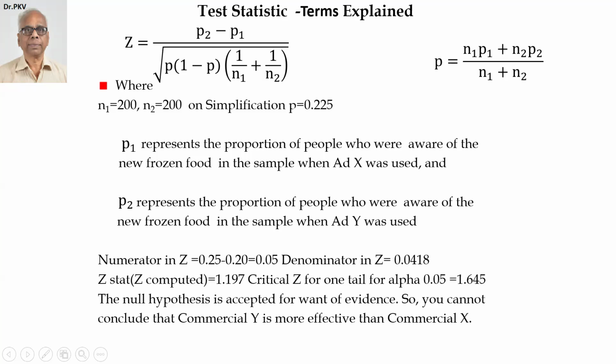So you cannot jump the gun and conclude that commercial Y is more effective than commercial X. You need to do some more test runs and perhaps improve your acceptance rate of the ad to more than 0.25, which means at the current level of alpha 0.05, we have no evidence to reject the null hypothesis. In other words, it is accepted. Both the ads are as effective as each other for want of evidence.